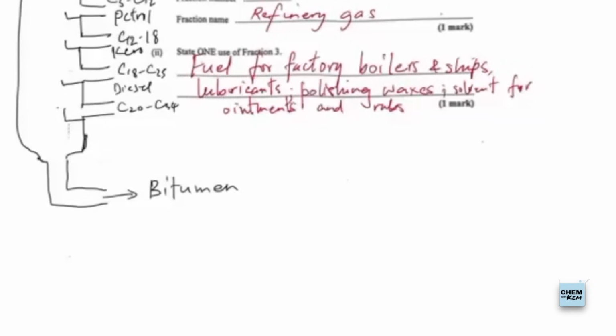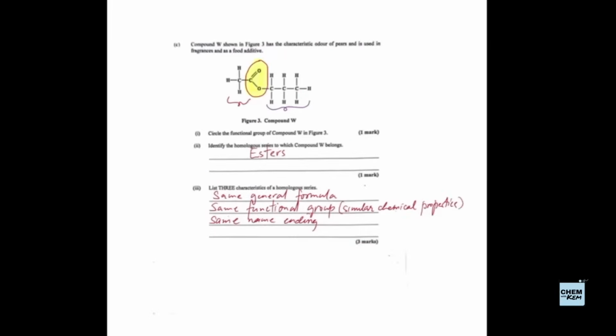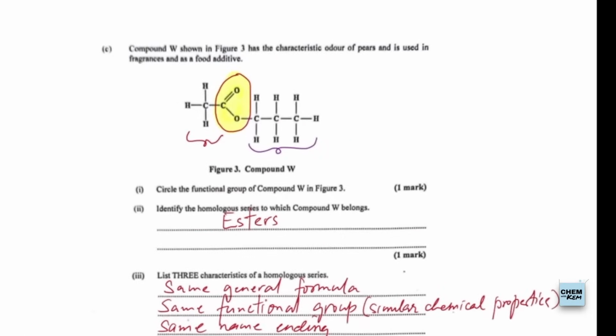So that would give us the mark. One use of fraction 3, it can be used for fuel, for factory boilers and ships, or as lubricants, or as polishing waxes or solvents for ointments and rubs. All right, and we move on to the next part of our question here.